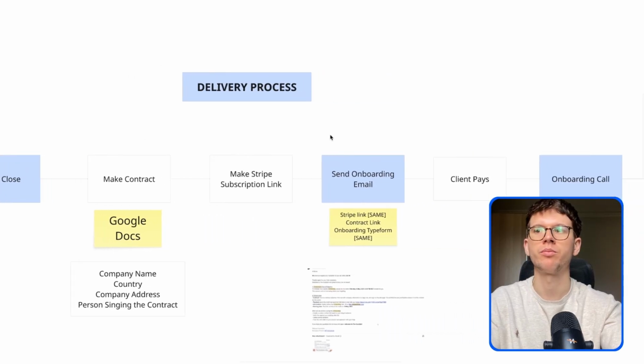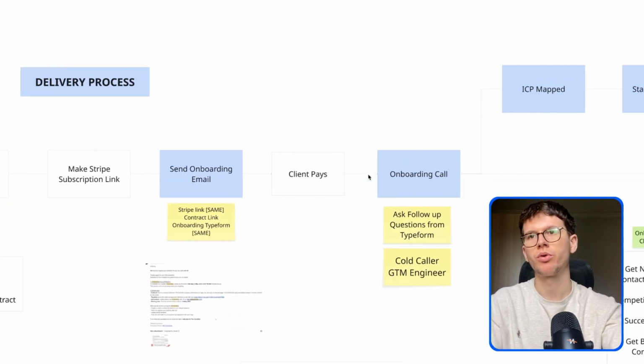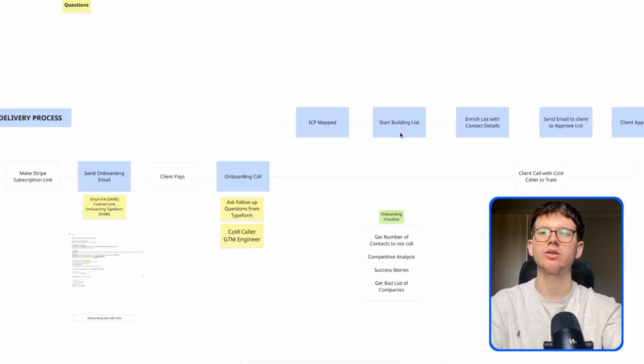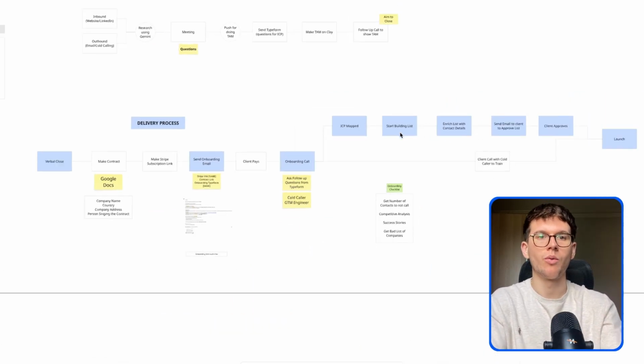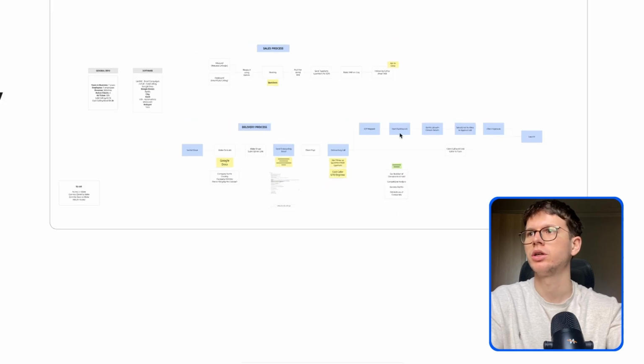And then if a client is at send onboarding email, then you add them there. Then onboarding call, then ICP map, started building list. So these are all the statuses that we need for the actual system when we build it. And this gives us a fundamental structure for what it looks like, right? So that's the whole process for the client delivery.